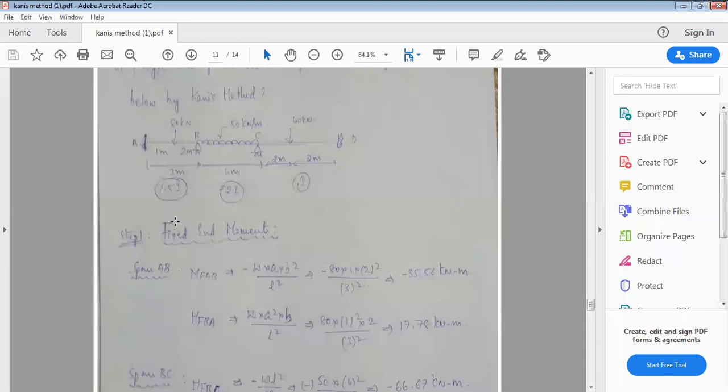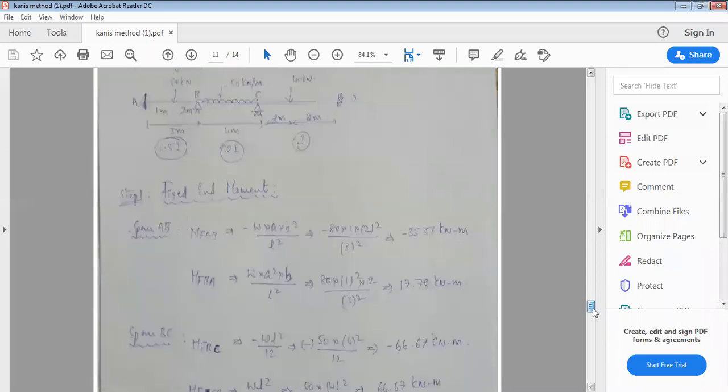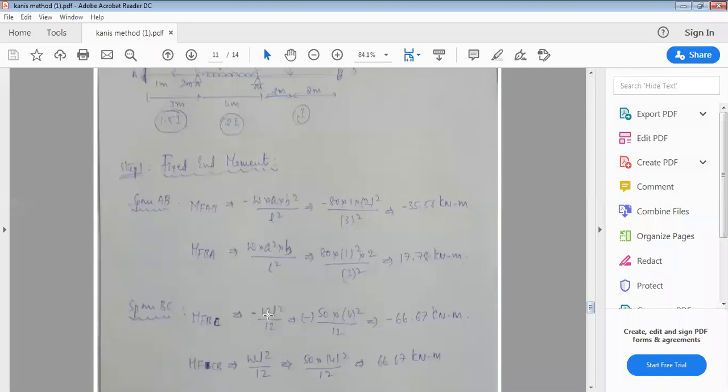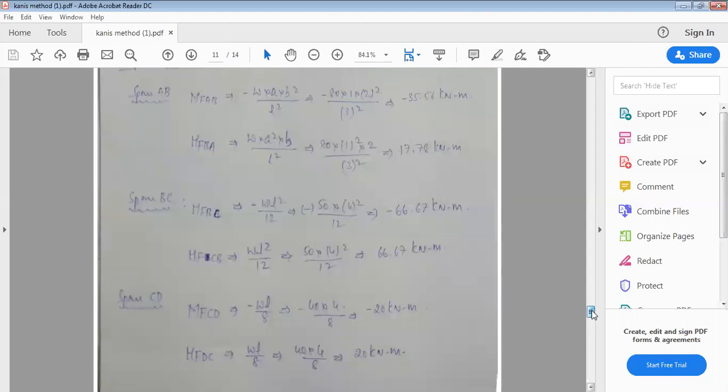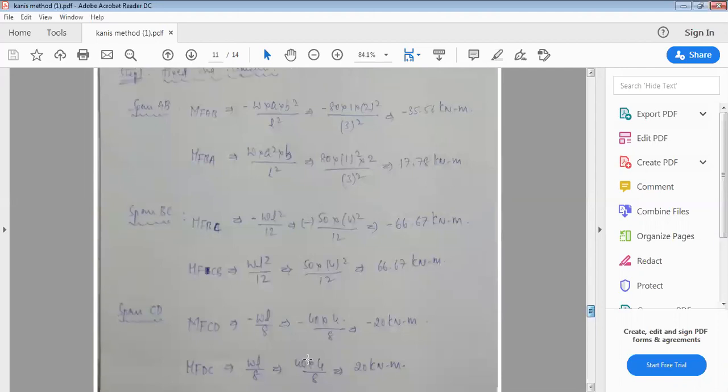So in this problem, in the first step, we have calculated the fixed end moments, based on the formulas which we know. For a fixed end point load, it is WAB square by L square. If a fixed end UDL is there, then we'll go for WL square by 12. Here I have the formula WL square by 12. If it is an unsymmetrical loading, WAB square by L square and WA square B by L square. If it is symmetrical loading, you will have WL by 8. This we have seen in yesterday's class session, and we have calculated the fixed end moments.